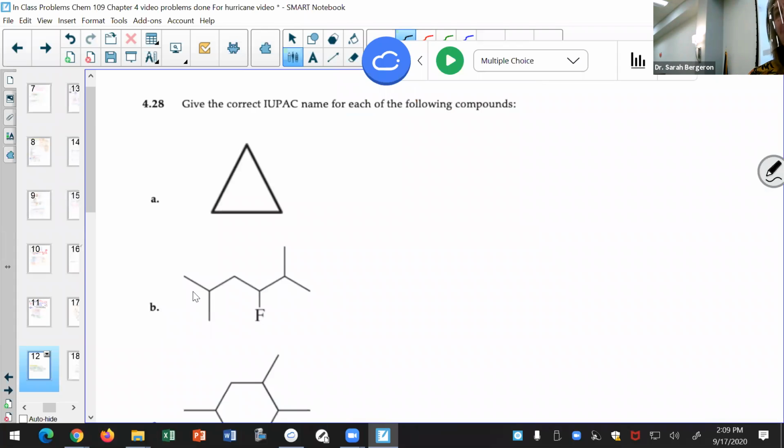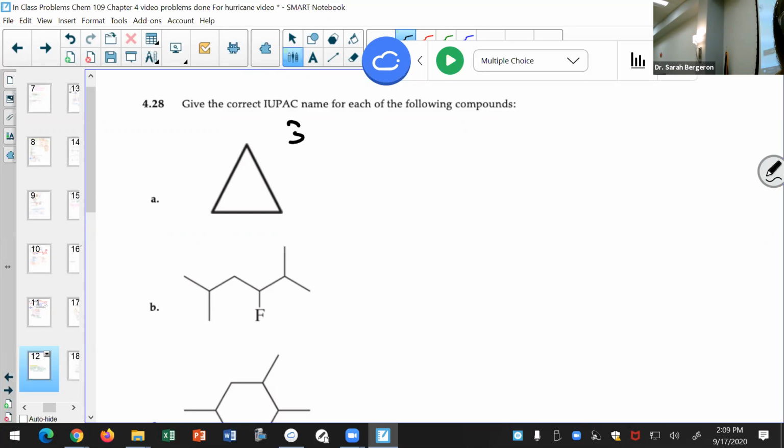Now we're going to go in reverse. We're going to look at a structure and we're going to go to a name. So give the correct IUPAC name for each of the following compounds. And you're only responsible for IUPAC names. You're not responsible for common names. You just have to know the normal naming system. Okay, so how many carbons do we have?